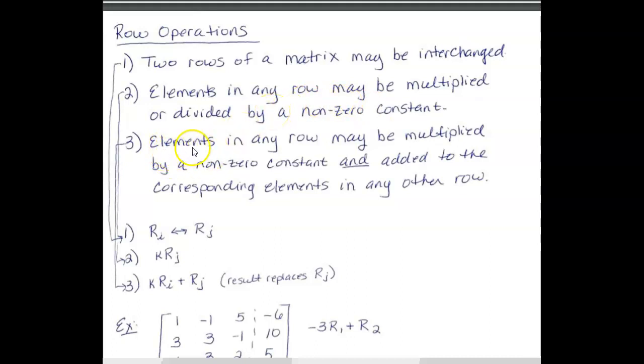And then the third option, you can take elements in a row, multiply them by a constant, and then add those results to the corresponding elements in another row, right? We do that when we solve by elimination. We multiply through by a constant, and then we add equations together, and we end up eliminating a variable. So it's the same steps, it's just written in a different format.